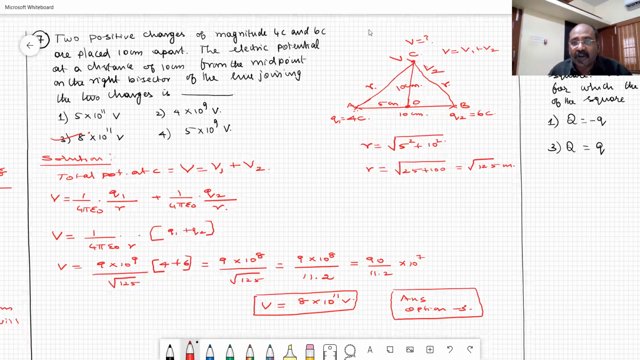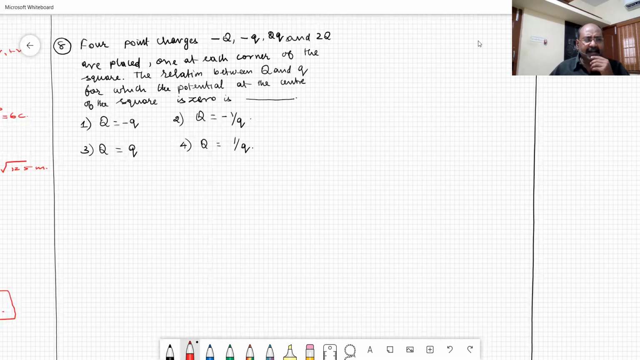Let us move on to the next problem, problem number 8. Four point charges, minus q, minus small q, then plus 2 small q, and another one, 2 capital Q, are placed one at each corner of a square. The relation between capital Q and small q, for which the potential at the center of the square is zero, is dash.